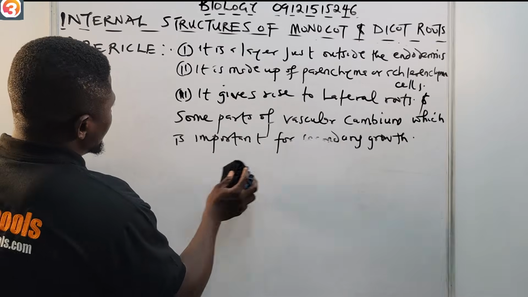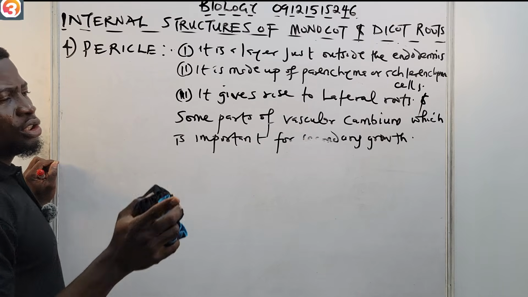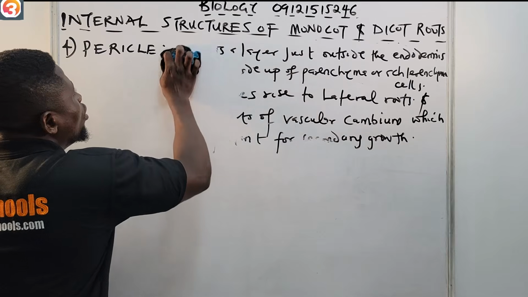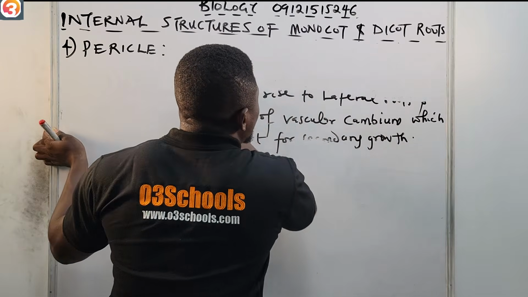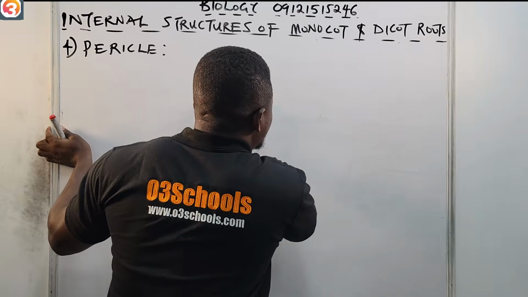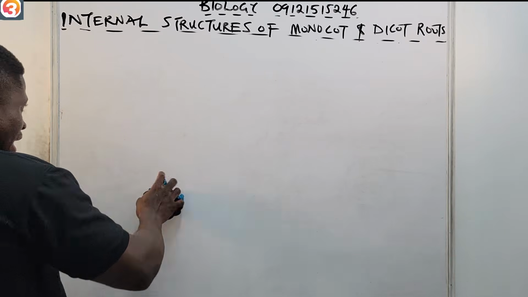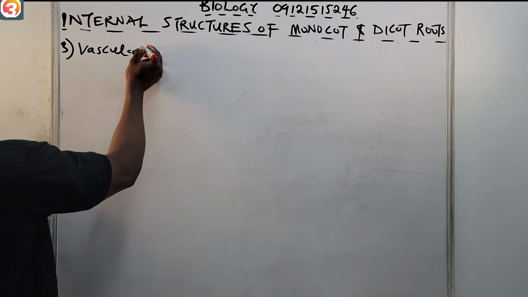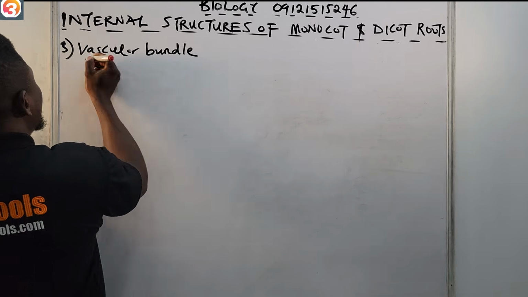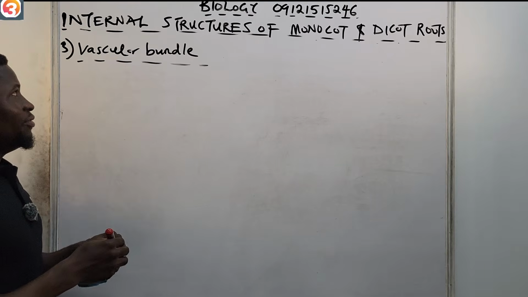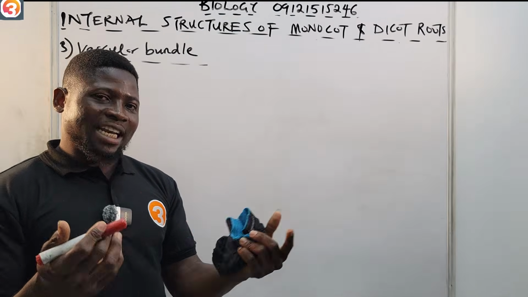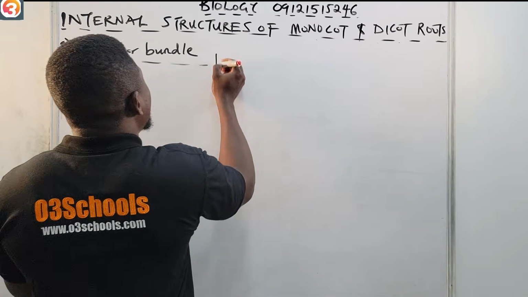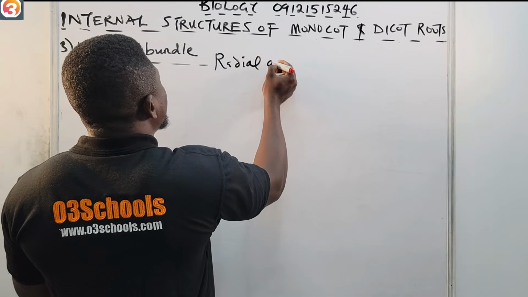But before I talk about the conjunctive tissue, let us first of all look at the vascular bundle. Let's look at the vascular bundle for the dicot root. Vascular bundle, number 5. Now, first of all, for the vascular bundles, you know that we're talking about the xylem and the phloem, isn't it? And now the arrangement. Let's talk about their radial arrangement.